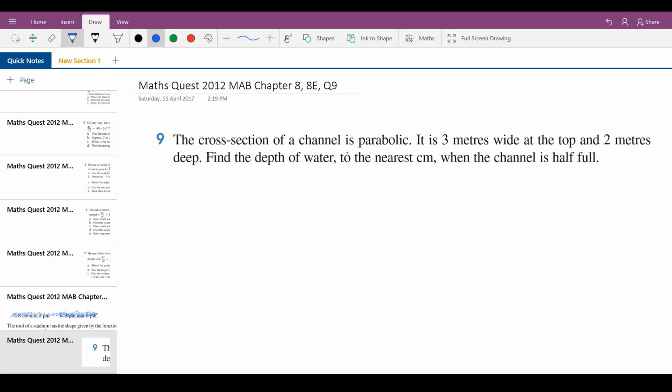The cross section of a channel is parabolic. It is 3 meters wide at the top and 2 meters deep. Find the depth of water to the nearest centimeter when the channel is half full.